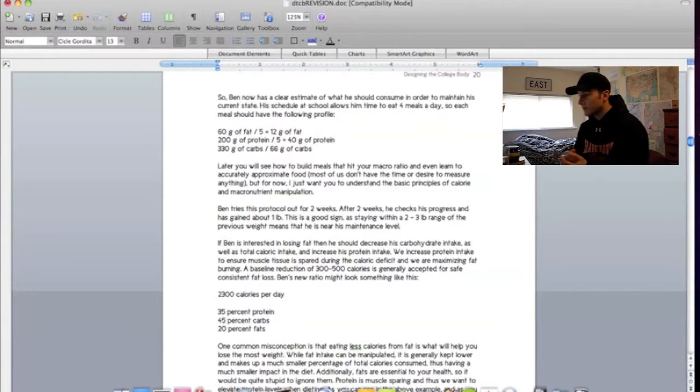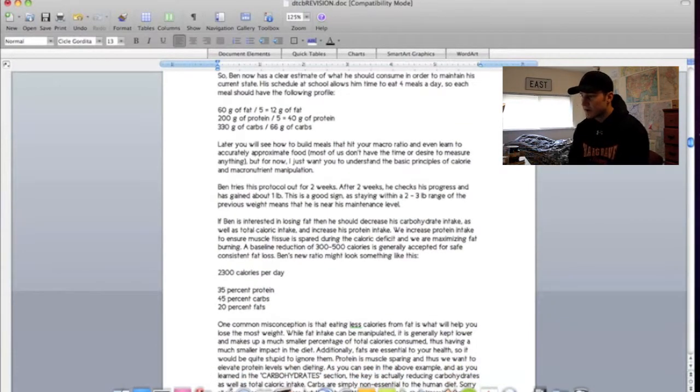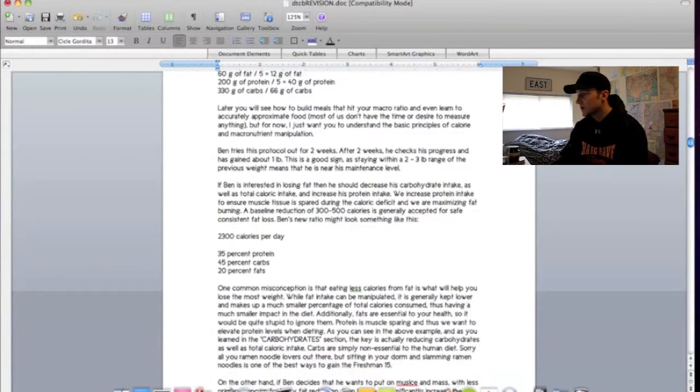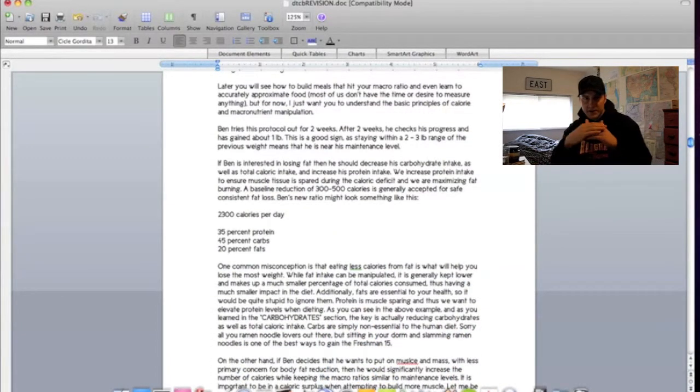So if he's like, all right, I've decided that I want to lose fat, he's going to look at, okay, maybe I should decrease my carb intake as well as my caloric intake and increase my protein intake slightly. As you can see, what happened was we went down to 2300 calories per day from his maintenance that he established at around 2500 to 2600, and then he switched his percentages up just a little bit, 35% protein as opposed to 30, 45% carbs as opposed to 50, and kept the fats even. So doing that, he's put himself in a small deficit.